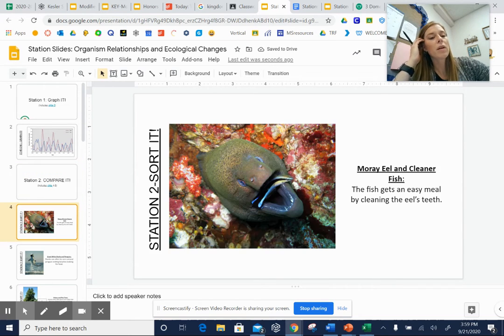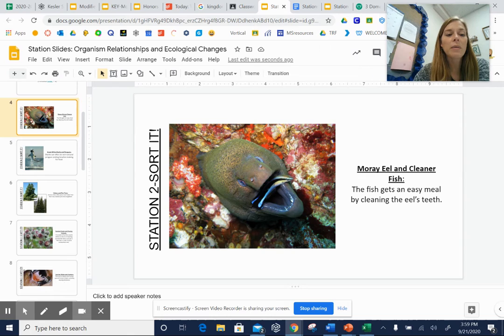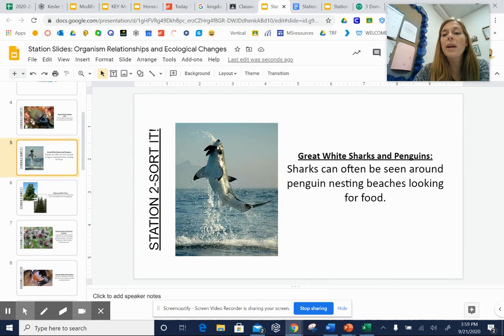Okay. So on the next part, it was all about relationships. I'm not going to talk about every relationship here. I'm just going to talk about the couple that people were confused on. For instance, the great white sharks and penguins. This is predation. Predation means predator and prey. That's because our shark is hunting the penguin. Look, he's got that whole penguin in his mouth. He is hunting and consuming the penguin for energy.